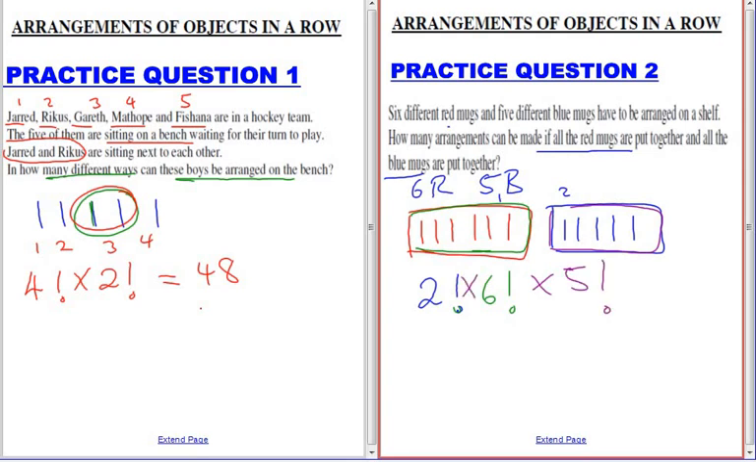So if we want to know how many things are there, eventually you will have to multiply 6 factorial and 2 factorial and then 5 factorial there. So I am getting 172,800. That's what I'm getting for this one. So I hope you got the same solution. Okay? Well done if you did.